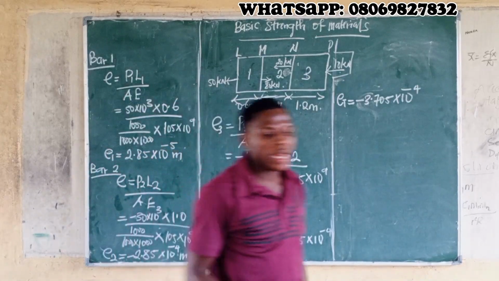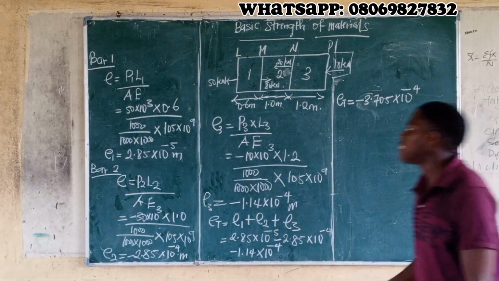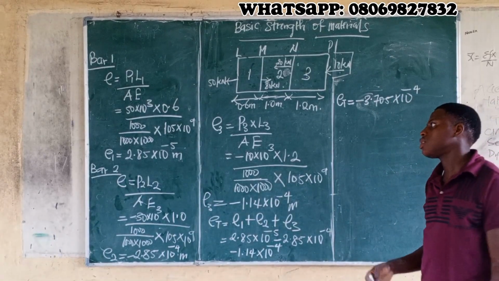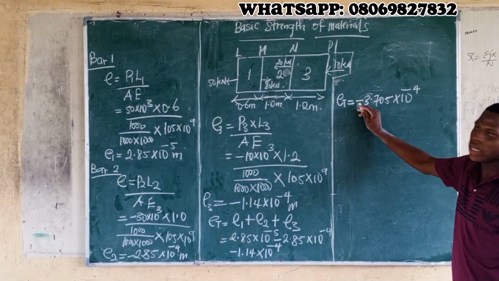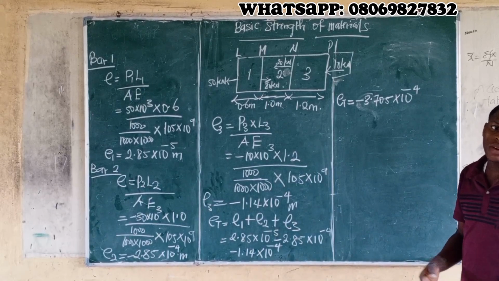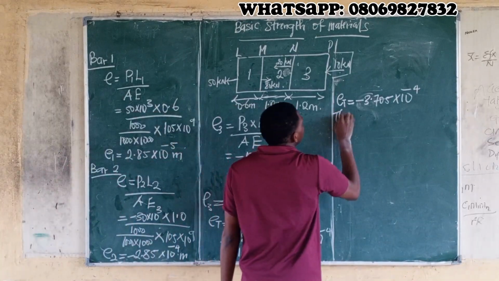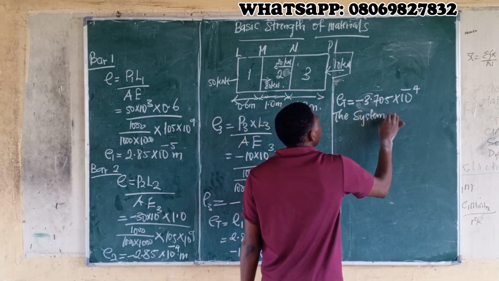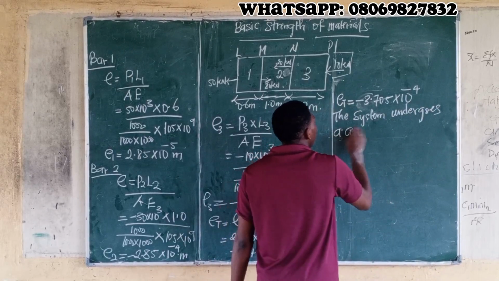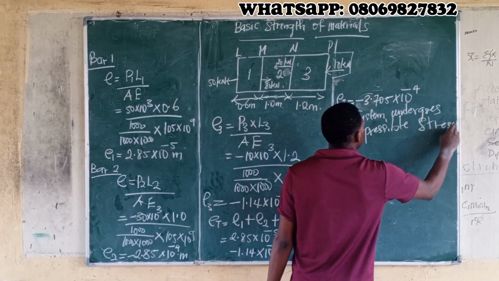So we've calculated the total extension for the material given. Now what can we say? The system undergoes a compressive stress, because we are seeing a negative sign. And if it was a positive sign, the system would undergo a tensile stress. So we can say the system undergoes a compressive stress.